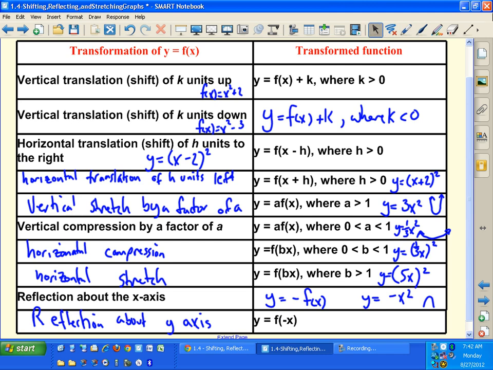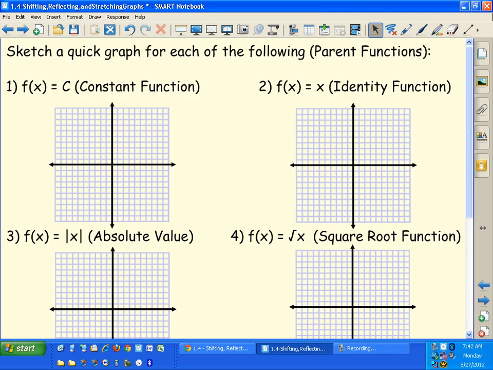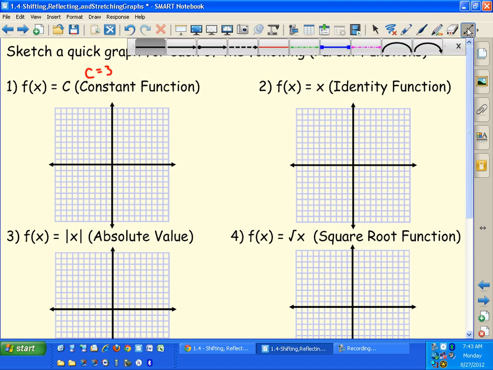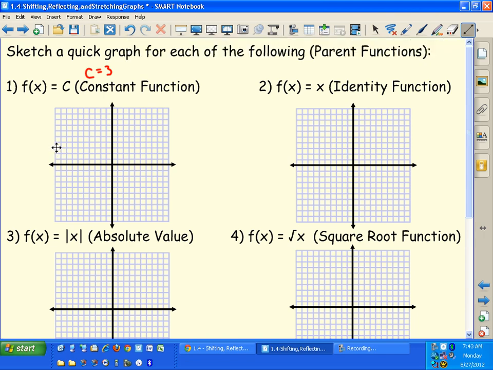Alright, so then we want a quick sketch of these. These are just the parent functions that we're trying to get a sketch of. A constant function, well, just to get a graph of this, I'm going to say c equals 3. And so a constant function would be a horizontal line at 3, something like that. That's a constant function.